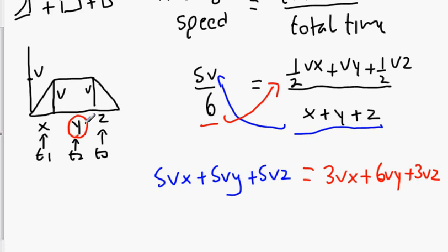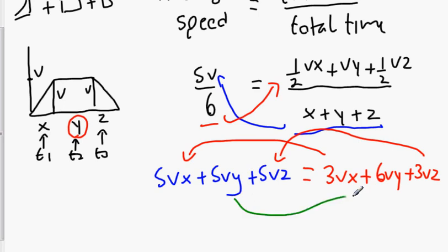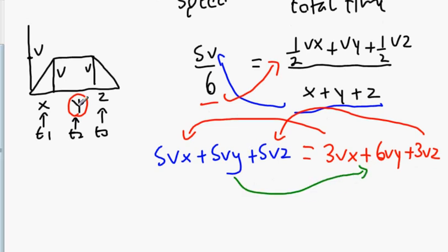So we're just going to bring the 3vx over to one side, the 3vz over to the other side, and the 5vy over this side. The reason I'm doing this is I want to get y in terms of x and z. So 6vy minus 5vy is going to be 1vy. Do you got it? And on the other side, 5vx minus 3vx is 2vx, and 5vz minus 3vz is 2vz.